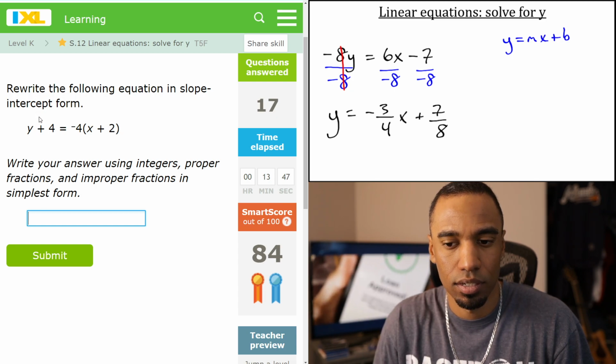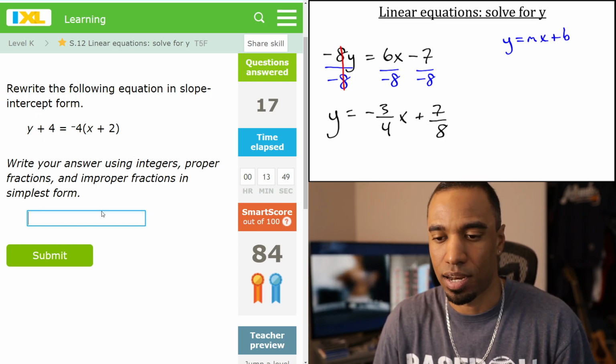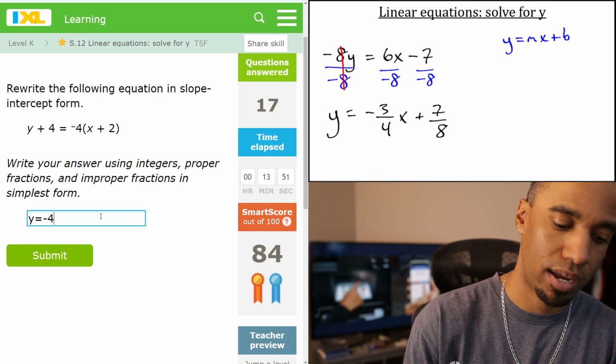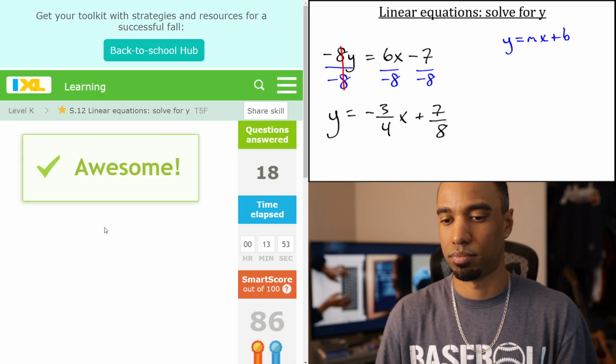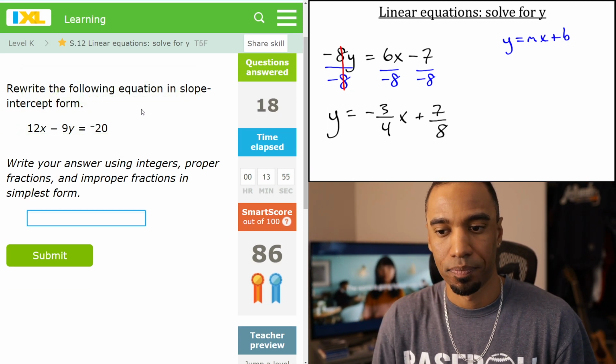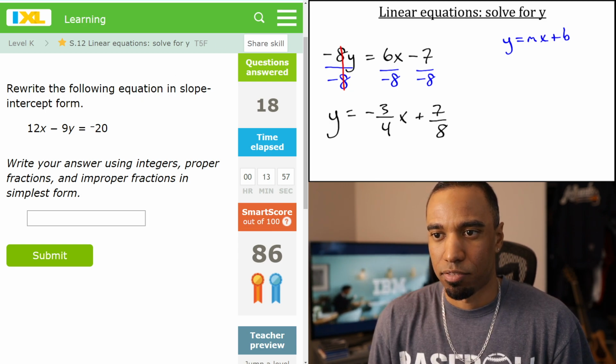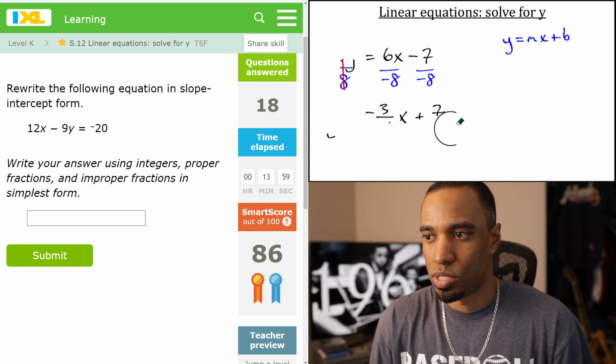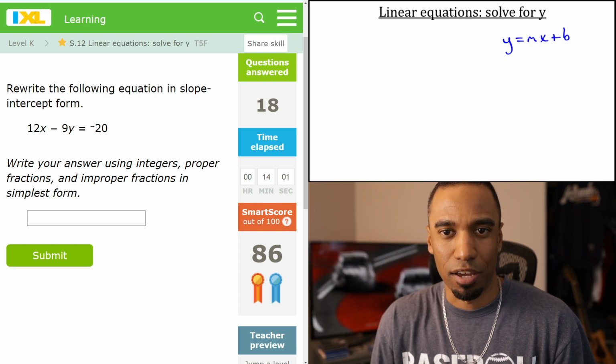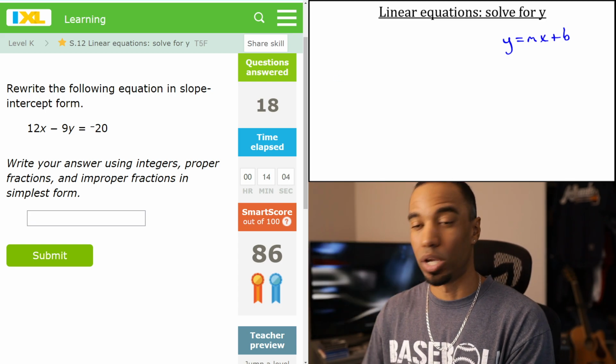Negative 4x minus 8. Subtract the 4 from the negative 8, you get negative 12. So y equals negative 4x minus 12. Awesome. Yep, definitely want to show the steps here with the 2 steps and the dividing by the negative and everything being a fraction. Wake me up when they're not.